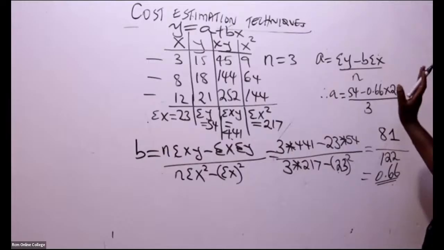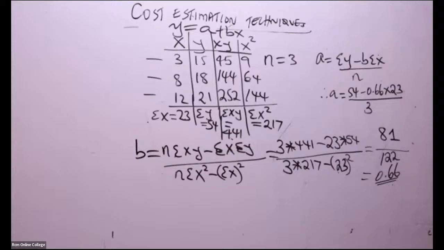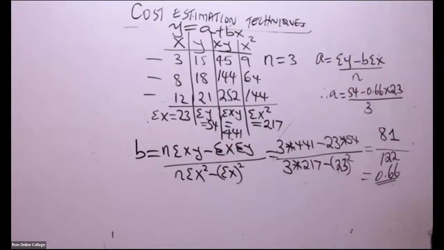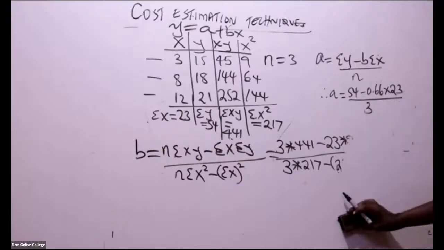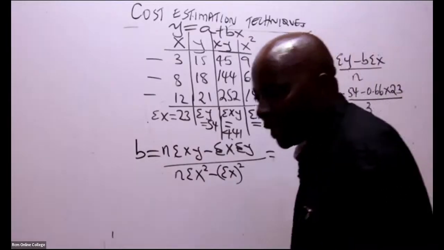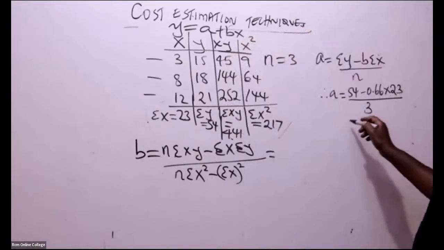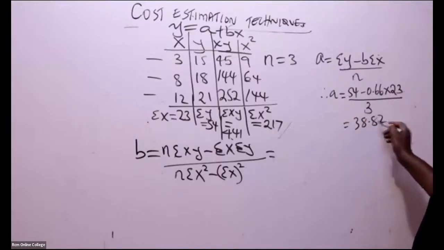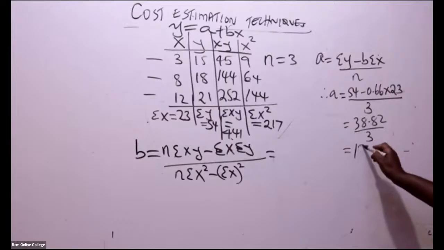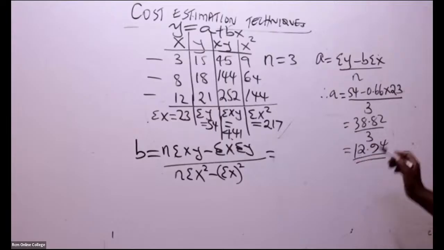Again, get the top line first. So 54 minus 0.66 times 23. What shall we be able to get at the end of the day there? Top line first. So are they giving me the final answer? 38.82. So 38.82 is the top number divided by 3. So then the final answer will end up giving us 12.94, isn't it? 12.94.